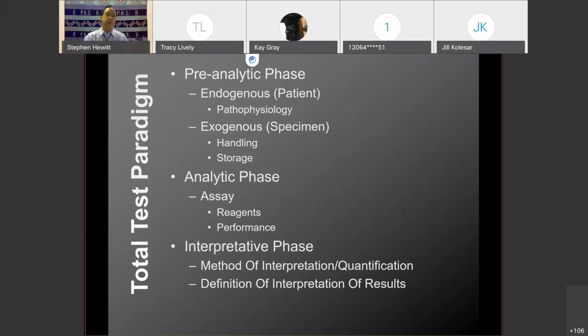Okay, again, as I mentioned, total test, we have the pre-analytic. You have the patient, the endogenous factors that are going on. Pathophysiology is very complex. People have a tendency to think that a biomarker in a patient is stable. This is far from true. For those of us who live in studies of the kidney or even COVID, you see a substantial oscillation of a biomarker, and you're never certain, is it pathophysiology or is it normal physiology?